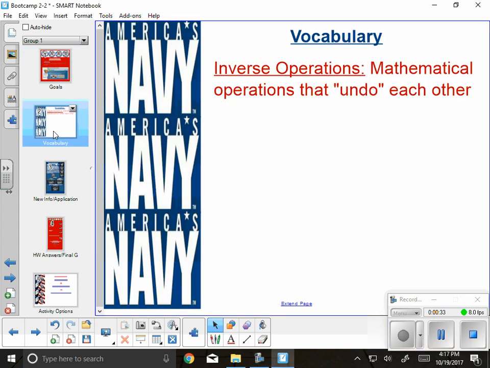Next, we're going to move on to vocabulary. As you see, we have inverse operations, which if you remember correctly, we wrote down on your vocabulary sheet last time. So you won't have to write this one down, but just as a reminder, it is a mathematical operation that can undo itself. Again, if you have any questions on vocabulary, please make sure that you are asking us.